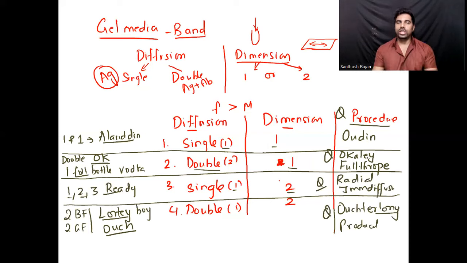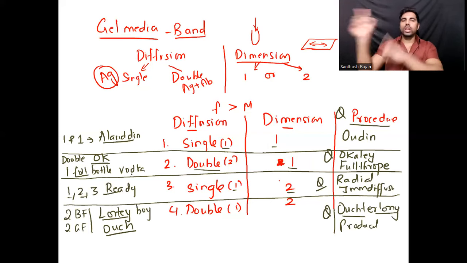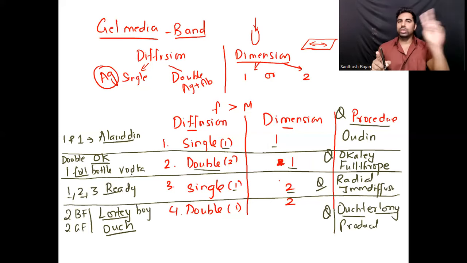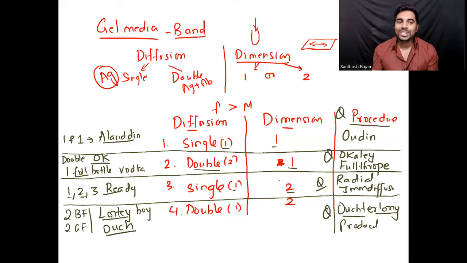Got it? So, Auden, Oakley, full throppe, radial immunodiffusion, Ouchterlony. See, I don't even have to remember these names. I go with the shortcut: one and one, Alauddin; two times, double okay, when I get one full bottle of vodka; and 1, 2, 3, ready; and 2, 2, when I have two boyfriends or two girlfriends, what? I would say, ouch. A lonely guy would say, ouch. Okay? So, this is the main point. You got it? So, very, very simple.